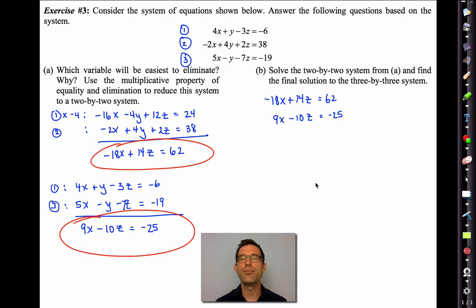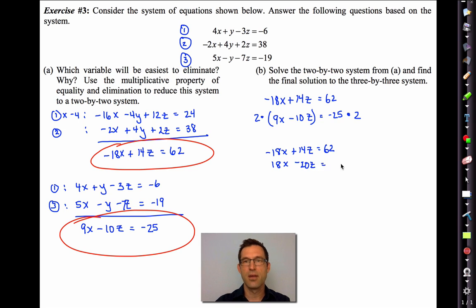Now we have to think a little bit: which would be the better variable to eliminate now? Think about that for a moment. Well, you can certainly eliminate either one, but I think taking the second equation and multiplying both sides by 2 makes a lot of sense, because then we'll have a negative 18x and a positive 18x. I'm just writing that first equation down again. I'm going to have a positive 18x minus 20z equals negative 50.